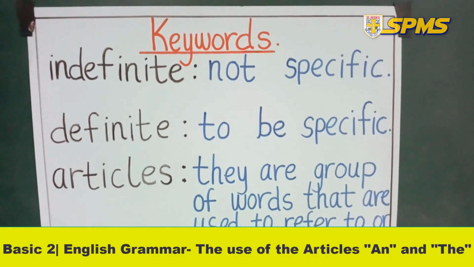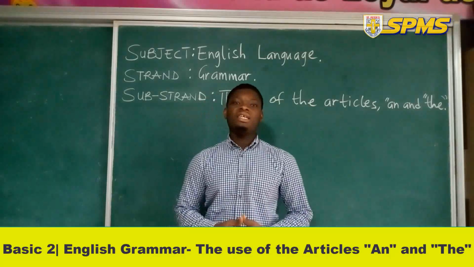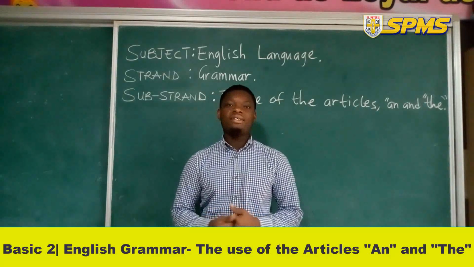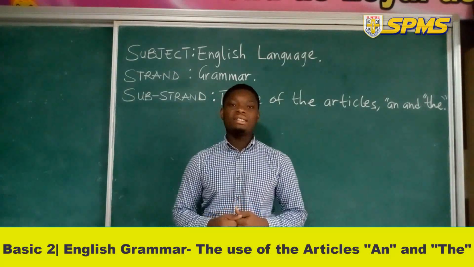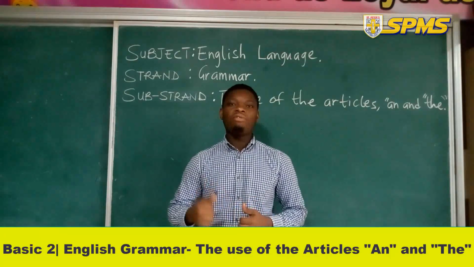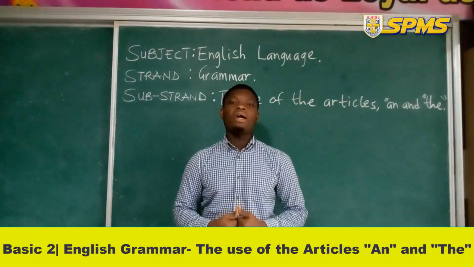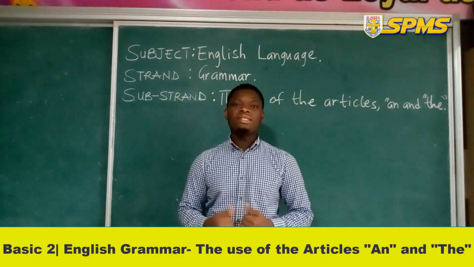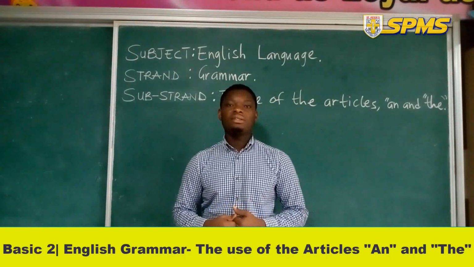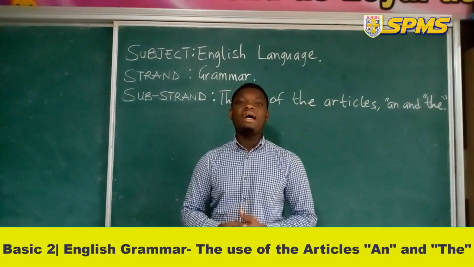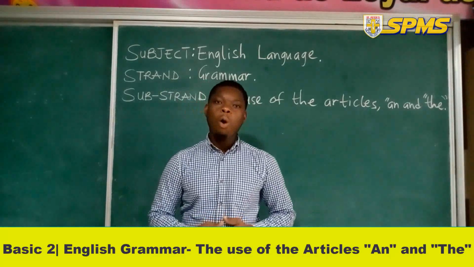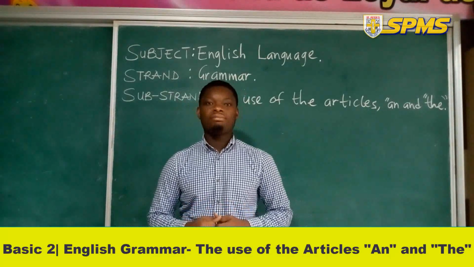at nouns. Children, in our immediate past lesson on grammar, we looked at articles, and specifically we looked at the use of the article a. So let's have a quick revision on that before we move on to what we have for today. So what did we say articles are? We even discussed it in our keyword today. Very good. We said that articles are a group of words in English that are used to refer to or point at nouns. Very good.